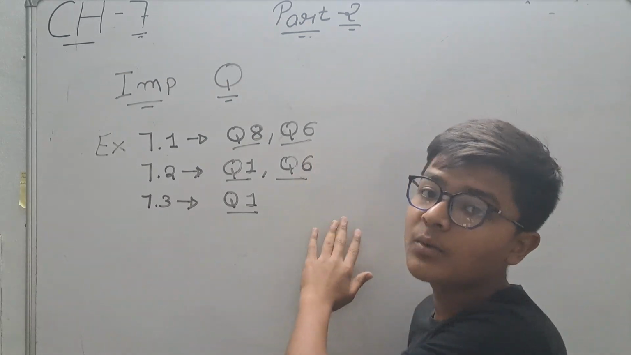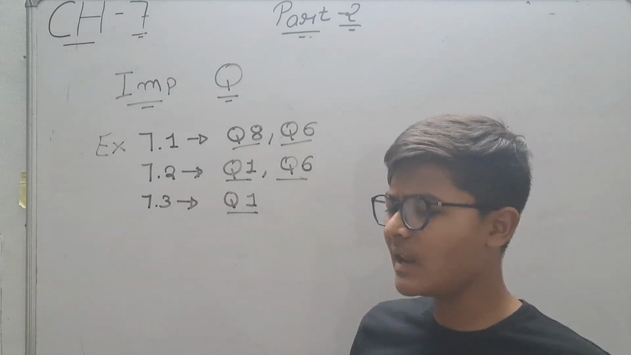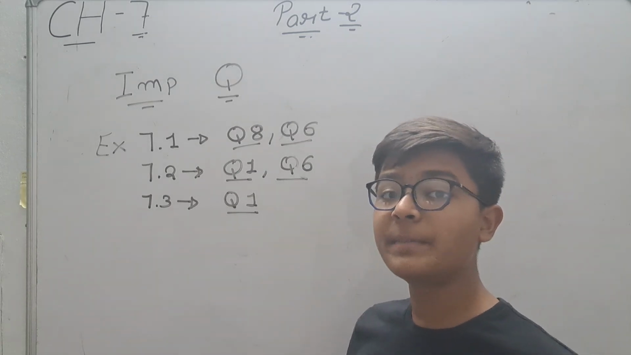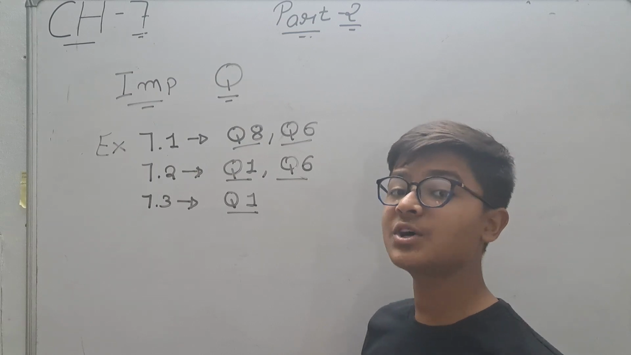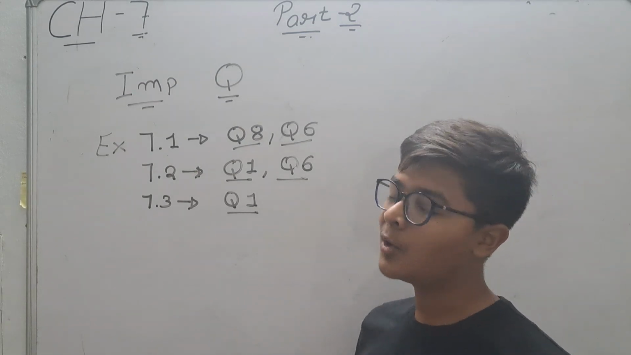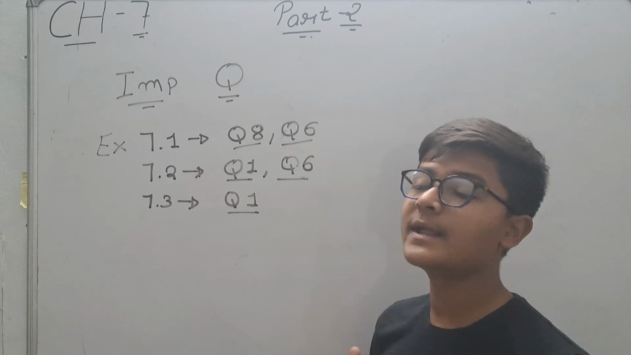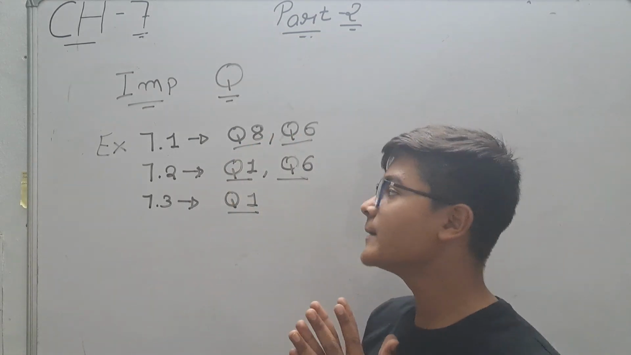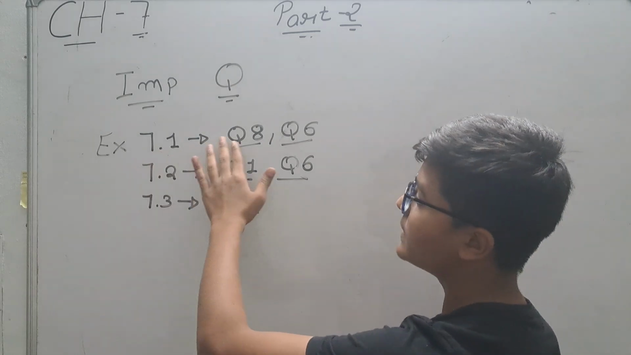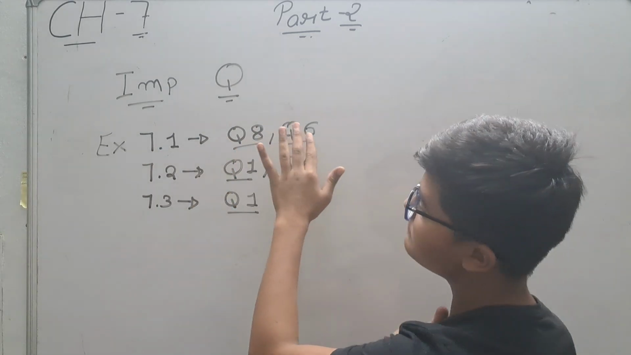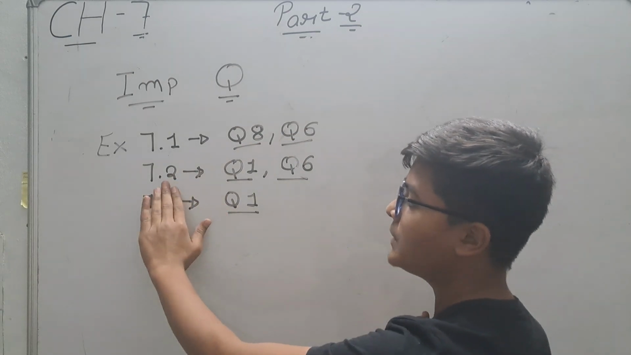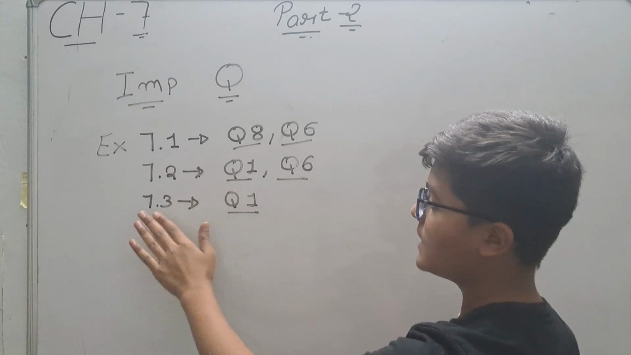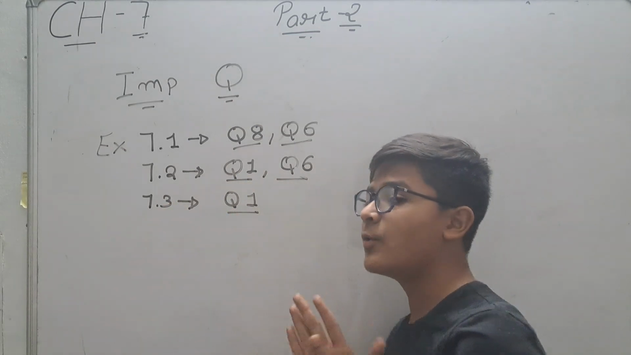So you have to do these 5 questions like Bruce Lee. Bruce Lee did practice of 10,000 punches per day. You do not have to do 10,000, but you have to do these 5 questions 20 times per day, only for this chapter. So for exercise 7.1, you have to do question 8 as well as question 6. From exercise 7.2, you have to do question 1 as well as question 6, because both are important. And question 3; question 1 is most important.